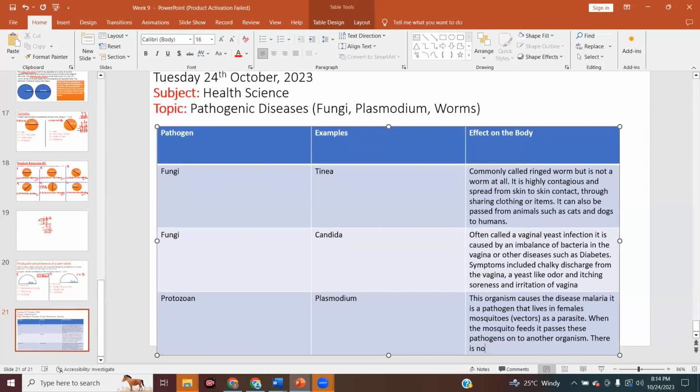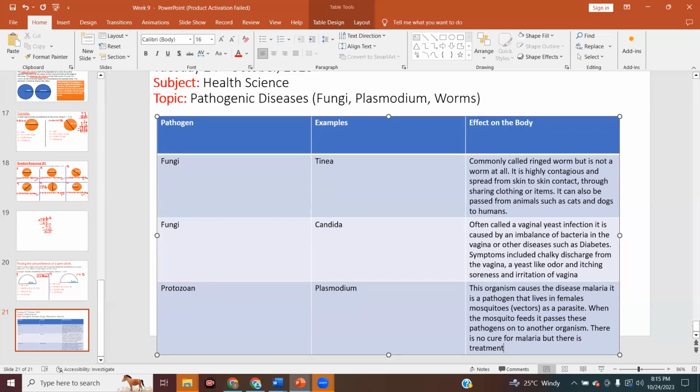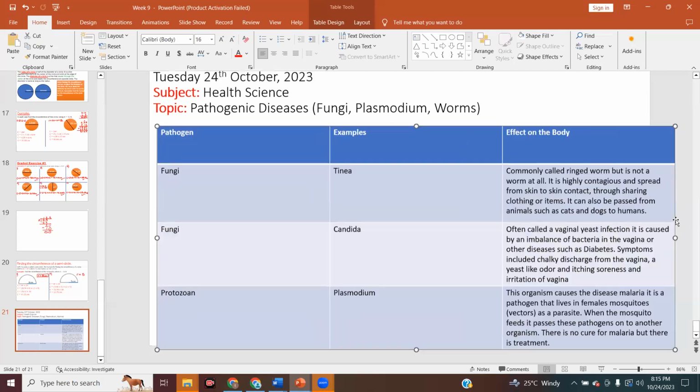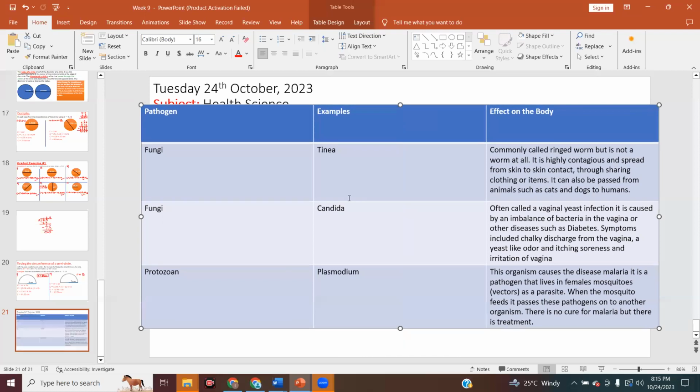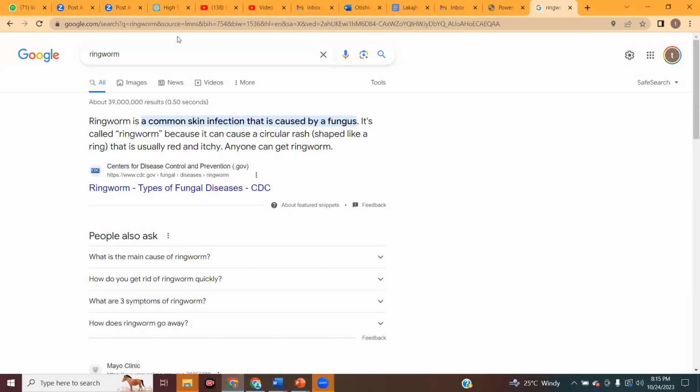Now there is no cure for malaria, only treatment. So imagine getting malaria from a mosquito and it can't be cured. The only thing you get is treatment for it. That's sad. All right, so be careful of those mosquitoes. Do the preventative methods to make sure that you don't have any mosquitoes in your backyard.